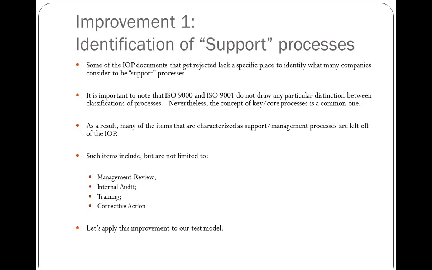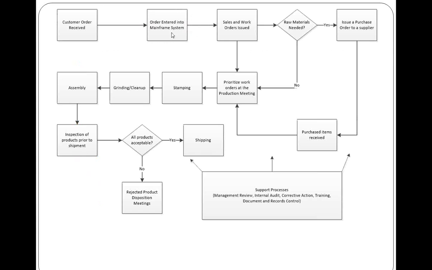So let's apply this first improvement to our test model here. Okay, we've got the same IOP, again, respecting the work that was done previously, but we've now added a support process item here. And we've called out management review, internal audit, corrective action, training, document and records control. And we've got these kind of disconnected arrows indicating that these items here impact and support all of this up here. This is an acceptable improvement to this IOP.